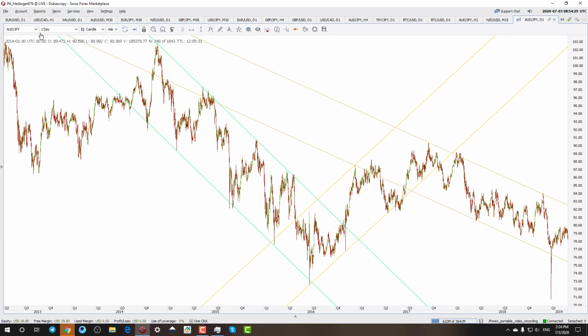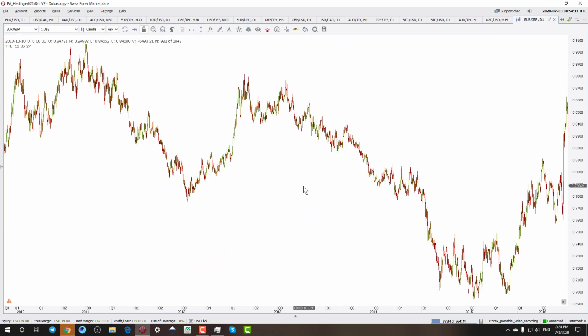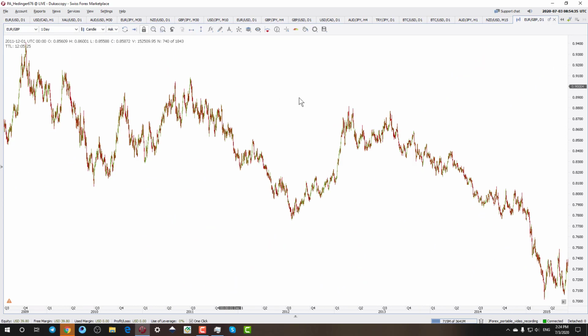Now this was one example. We'll switch the chart. Let's say EURGBP, what it says. EURGBP, okay.